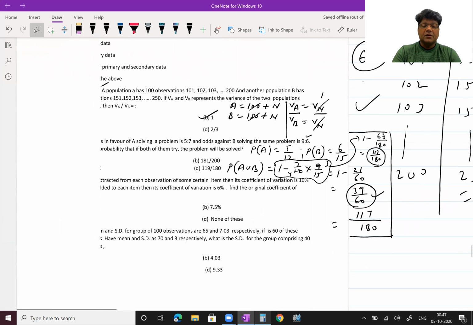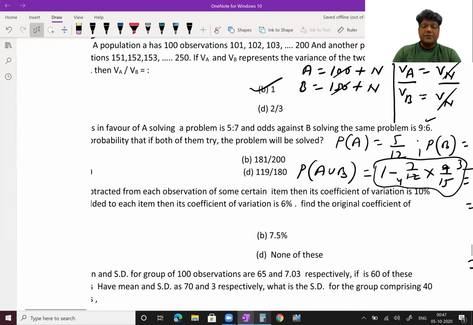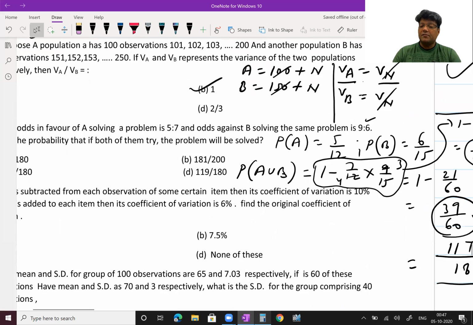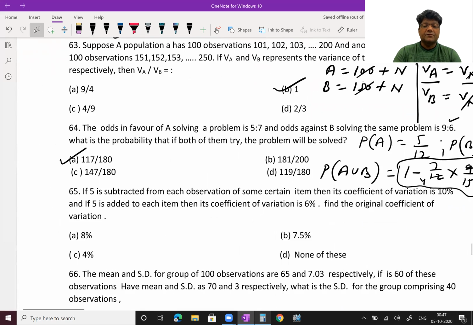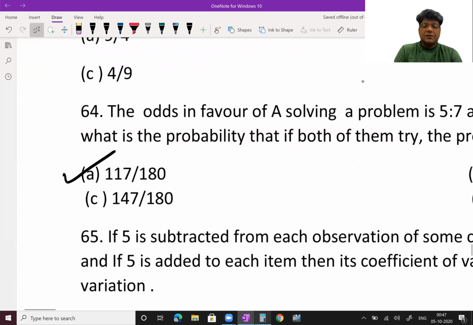Because here in the first option, if I simplify, it will come 39 by 60. See, 3 times 60 will be cancelled. And then this is 3 3s are 9, 27, 3 9s are 27.